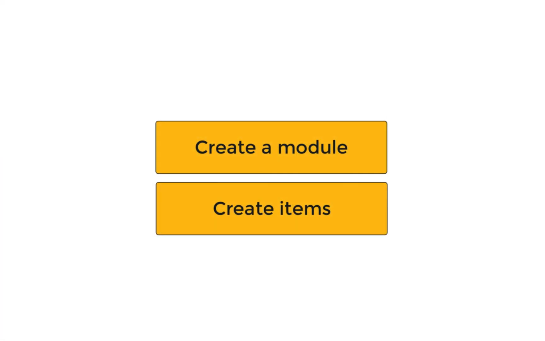There are many different item types you can choose from. You can find more information on the website of Sociometry on the function of the items. In this video we showed you how to create a module and how to create items.